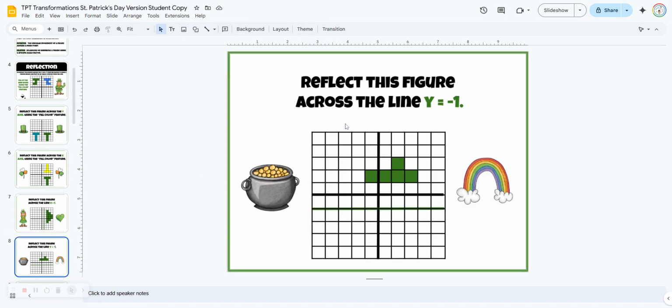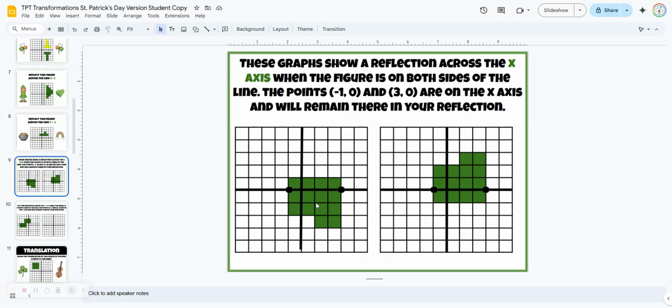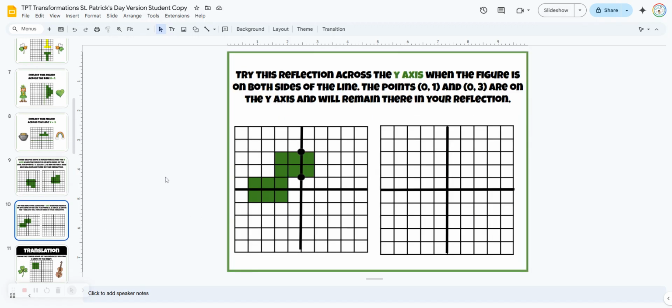And then they're going to reflect across the line y equals -1, so it'll be down here at the bottom. Then they're shown what to do when they have to reflect across a line and their figure's already partially across that line. So I have 2 points here, and this is going to act like a hinge, as if they just flip this figure straight up, and they can see what that's going to look like. So they're going to attempt that on the next slide with a different figure.